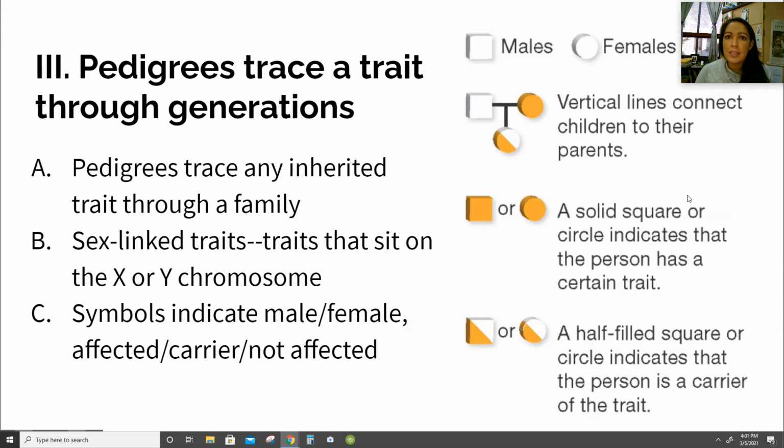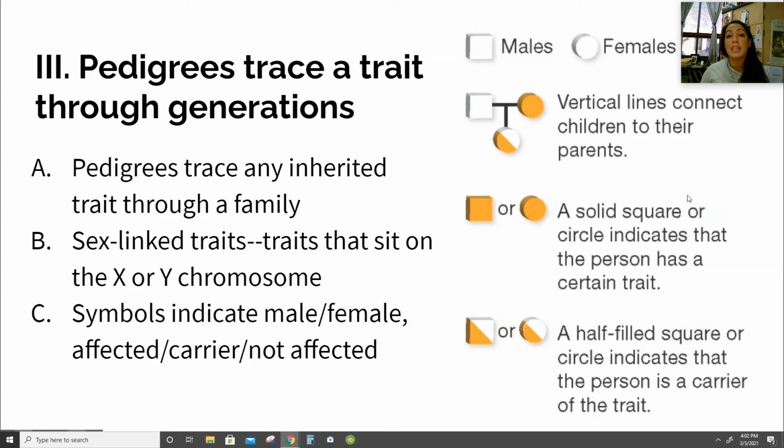And color blindness, same thing. Being able to see certain colors in a certain way has nothing to do with being male or female, but it sits on the sex chromosome. That's where that gene exists. There are different symbols in a pedigree, so let's learn how to read them first.